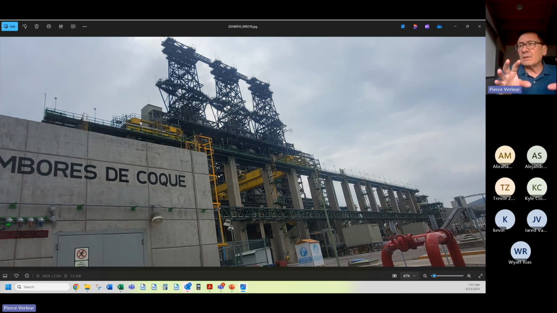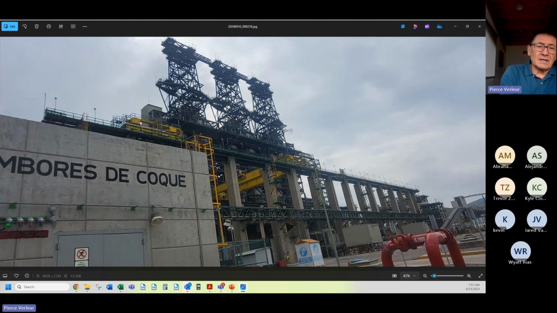But when it did get installed, they turned the drives on, and the drives on the winch immediately overcurrent tripped. Bang, OC trip. And they couldn't get it. They couldn't figure it out.